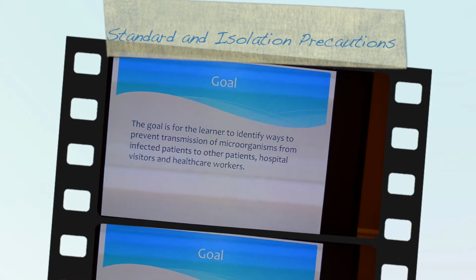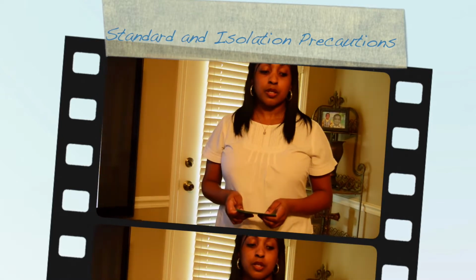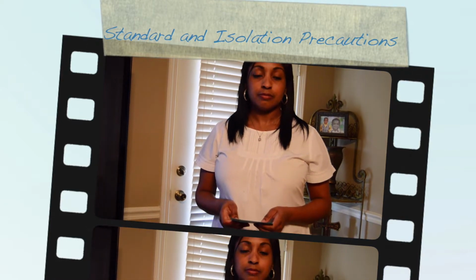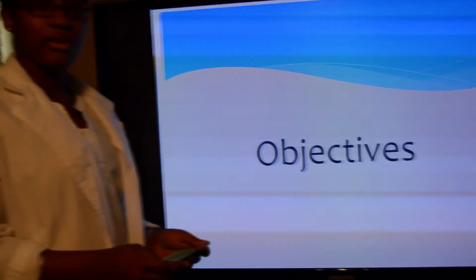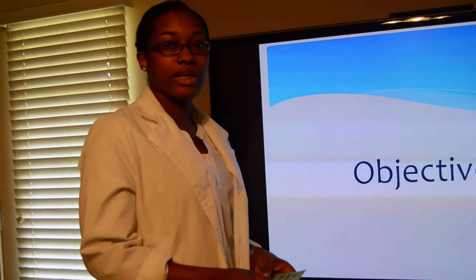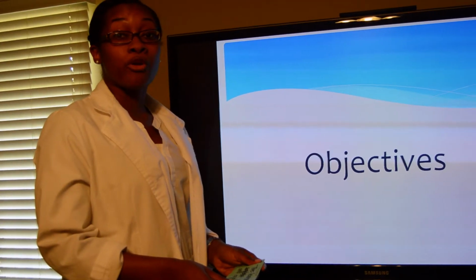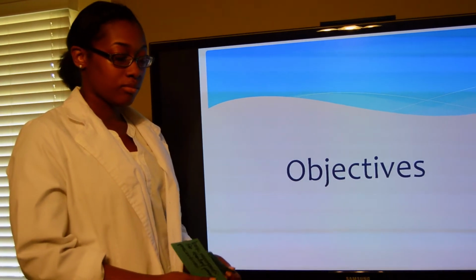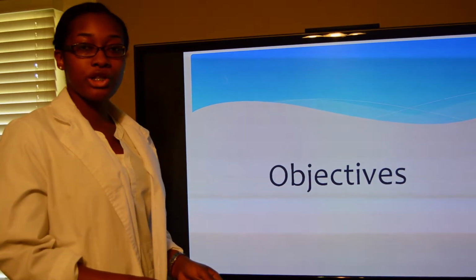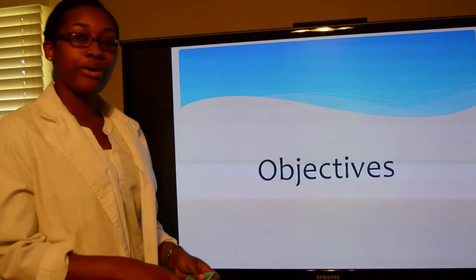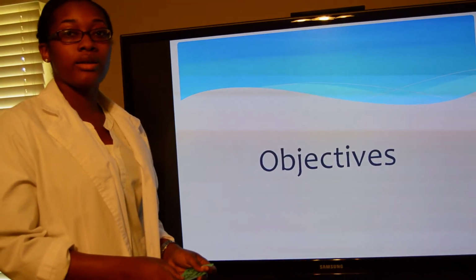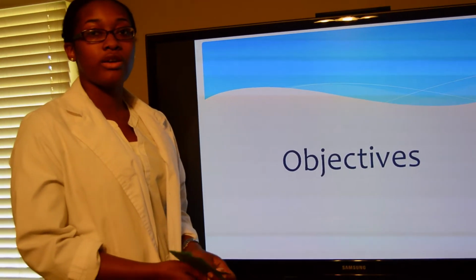The objective of this presentation is that the learner will list 3 types of isolation precautions and indications for use. The learner will also demonstrate proper hand washing technique. The learner will review and explain basic requirements for standard precautions. And the learner will demonstrate the proper sequence for putting on personal protective equipment, also known as PPE, and the safe removal of that personal protective equipment.